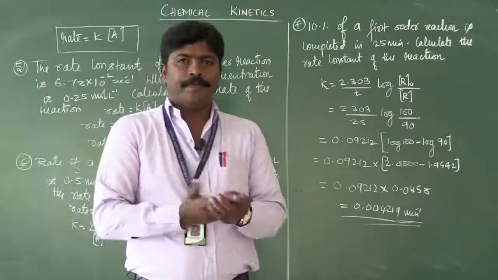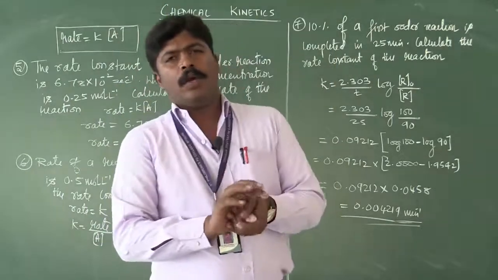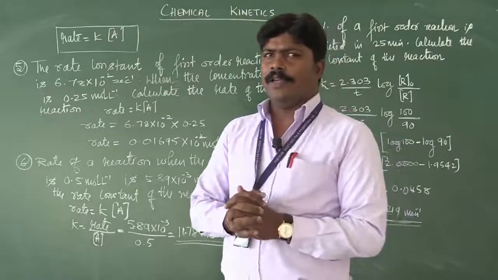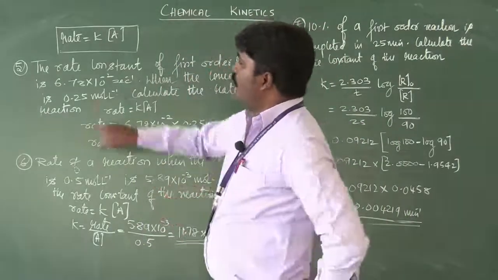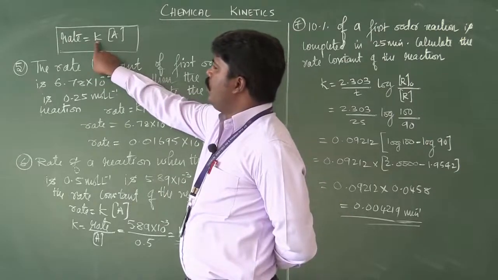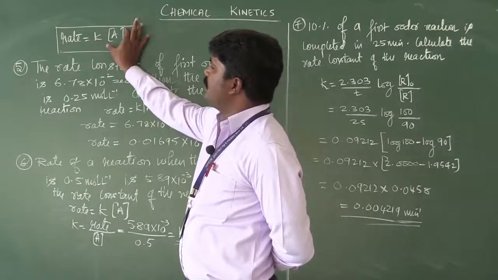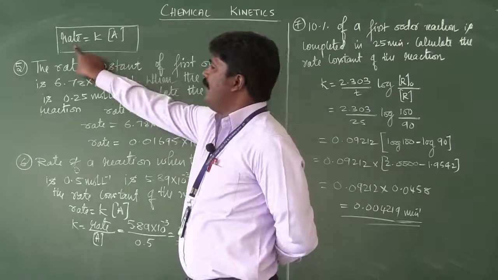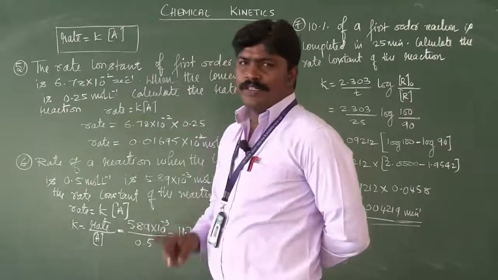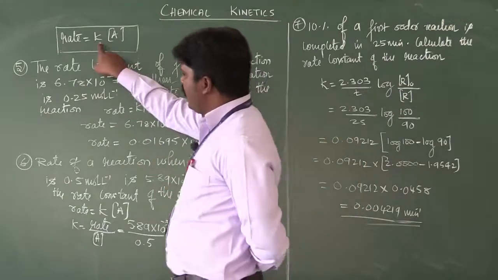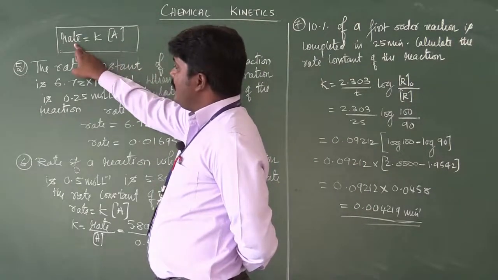So coming to the next type of problems in this chapter, we can also find the rate and rate constant using the formula rate is equal to rate constant into the molar concentration of the reactant. That is, rate is equal to K times the molar concentration of A. Using this, I can find two parameters. One, I can find the rate constant. I can also find the rate.